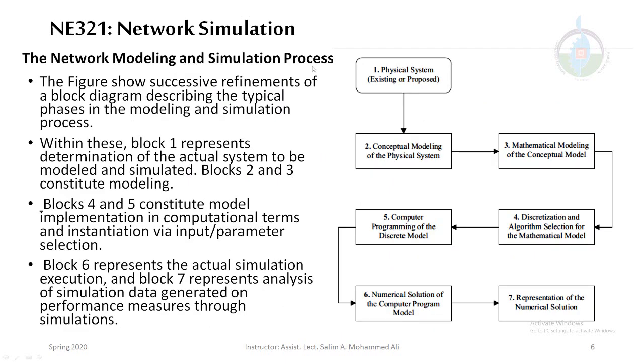The network modeling and simulation process has many steps. The figure shows successive refinements of a block diagram describing the typical phases in the modeling and simulation process. Within this, block number 1 represents determination of the actual system to be modeled and simulated. Blocks 2 and 3 constitute modeling.